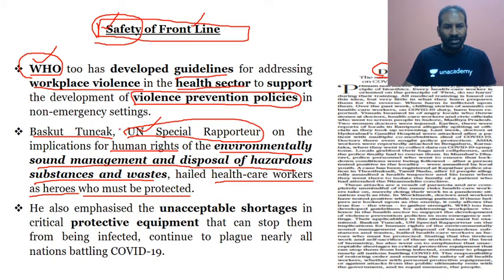The UN Special Rapporteur has also accepted that there are definitely shortages in regards to protective equipment or protective gear, which has to be given to frontline workers while they are working to combat the pandemic, or the plague, or any kind of virus or pathogen we have seen in the past. They are the ones who should be given the protective gear and equipment, so that they are protected.